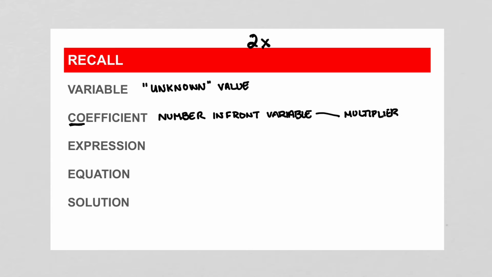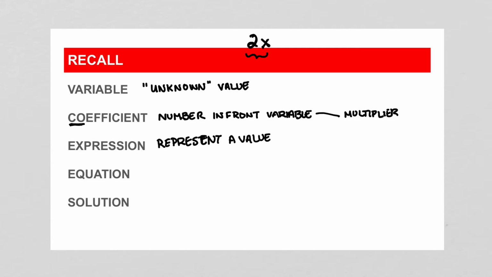Now we've been dealing a lot with expressions. An expression is just a group of terms that represent a value. So they hold a specific value. And it can have inside of it multiplication, addition, subtraction. You can use any of those operations that we've been dealing with. So 2x, although it's a variable and a coefficient, it is also an expression, because it represents a specific value.